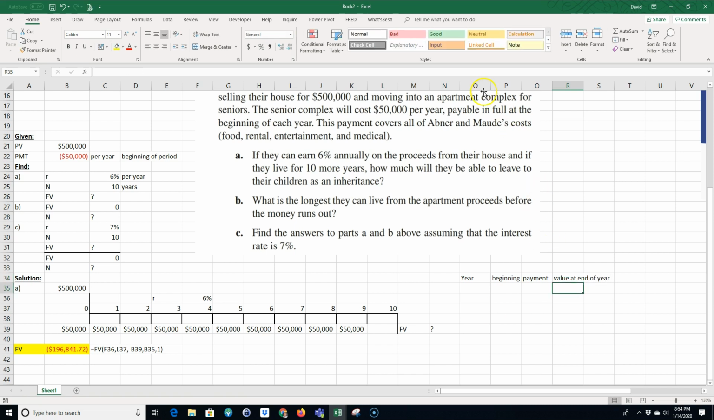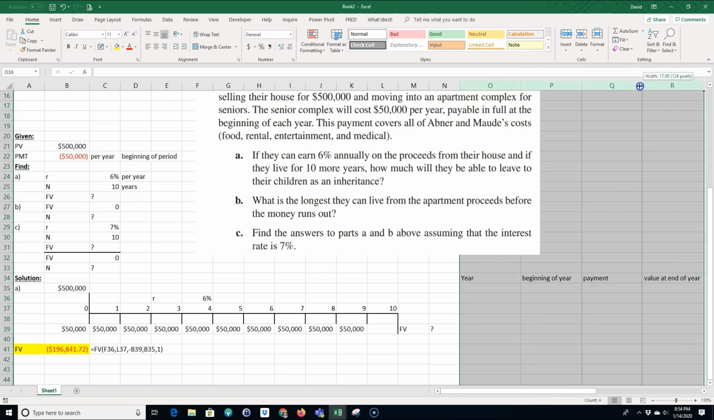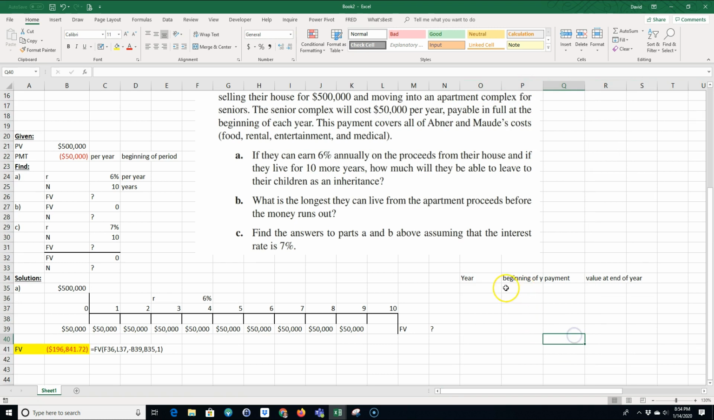Let's do it that way. Let me zoom this, make this a little bit bigger so you can see. Oh, that's too big. Okay. So we're going to start out with year 1.